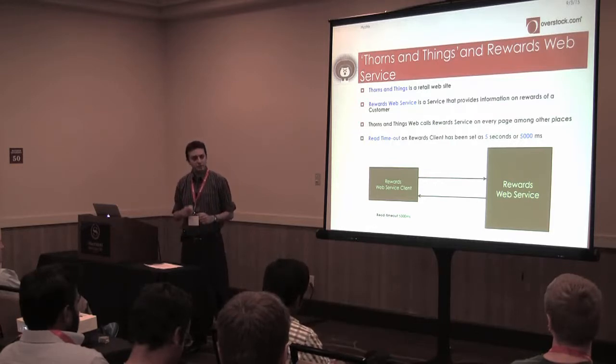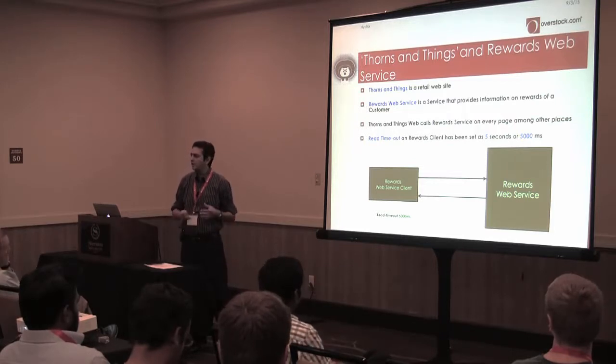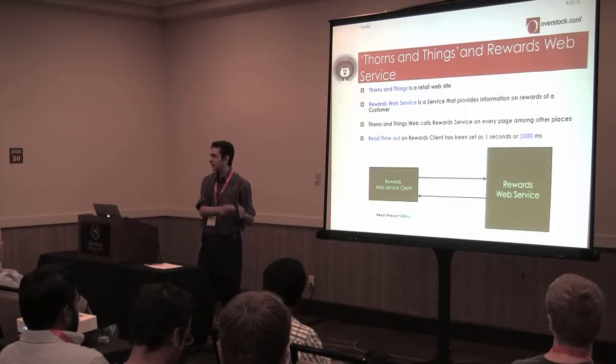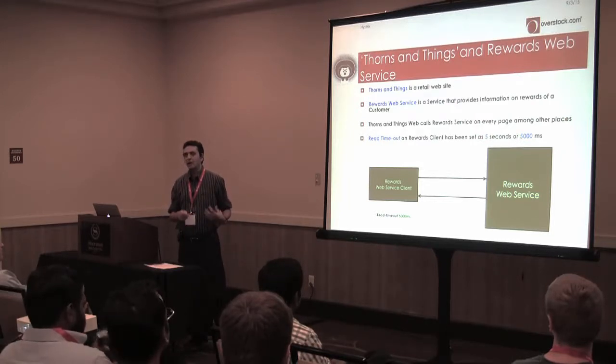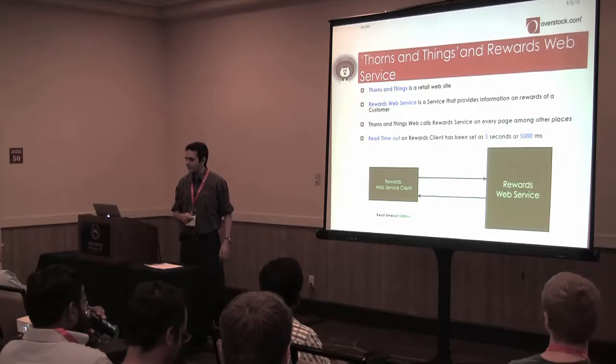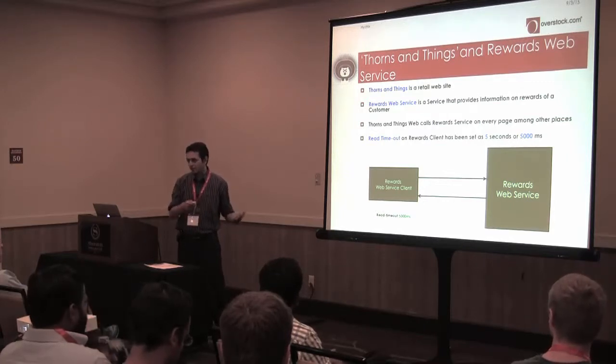So the developers of the rewards web service, in their wisdom, decided that they need to set the read timeout to be the longest timeout of any resource on that web service. So the longest running resource was 5 seconds, or 5 milliseconds. So that's what they set it as. And our Thorns and Things website uses the rewards web service client to make calls and then render the rewards.